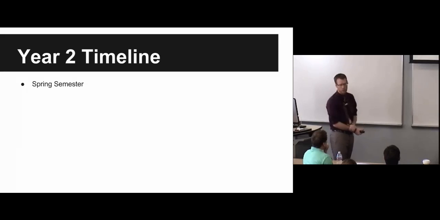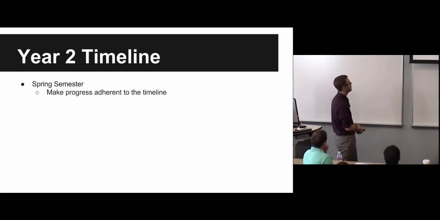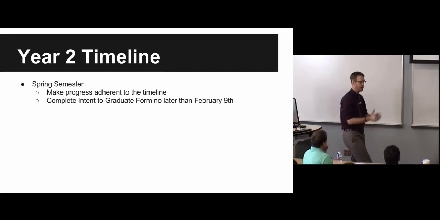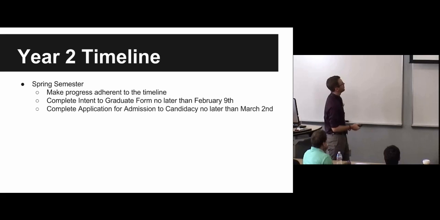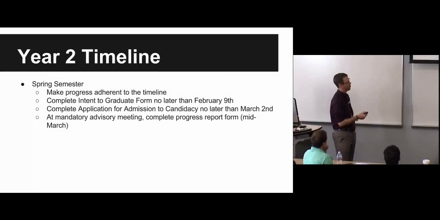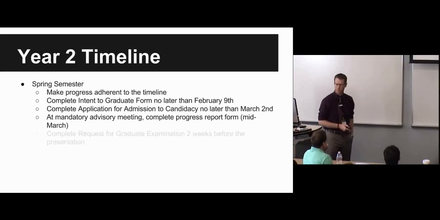And then we get into spring. This is when things start to get exciting, right? It's the last semester of the 2 years. Follow that timeline. And now Jennifer's done a great job of keeping us up to speed on the process. One of the early forms that you need to submit is the intent to graduate form. I'm not expecting you to commit this to memory, review this later. It's outlined for you on the website. Then there's an application for admission to candidacy form that needs to be submitted. That's around March. Then we're going to have that mid-March mandatory advisor meeting where we revisit that progress report form.